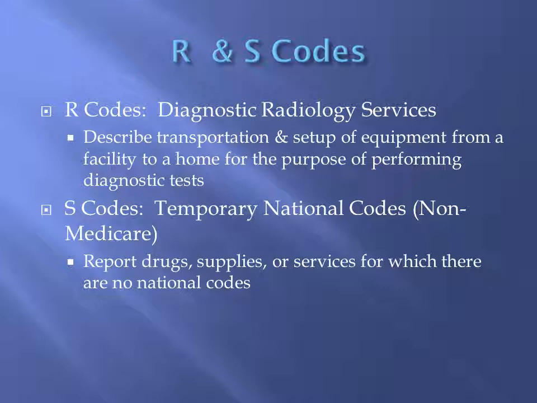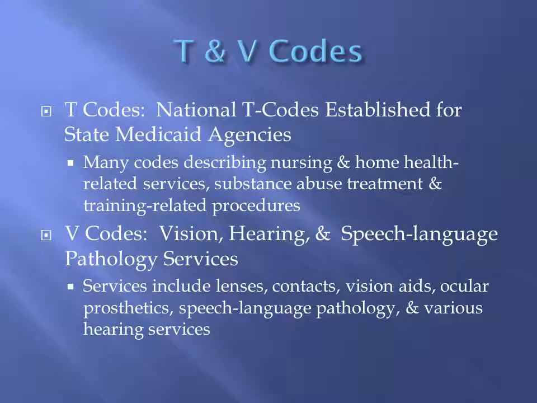R codes are diagnostic radiology services. They describe transportation and setup of equipment from a facility to a home for the purpose of performing diagnostic tests. S codes are temporary national codes for non-Medicare use. You need to report drugs, supplies, or services for which there are no national codes. T codes are national codes established for state Medicaid agencies. Many codes describe nursing and home health related services, substance abuse treatment, and training related procedures.